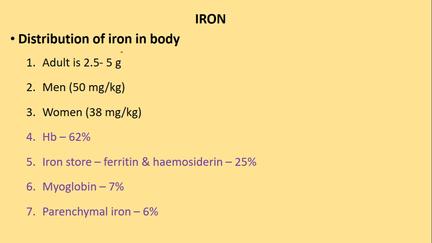So, coming to the distribution of iron in the body, the adult has 2.5 to 5 grams of iron, average of 3.5 grams, and men have more iron compared to women. Various parts of the body have different distribution of iron: hemoglobin constitutes 62% of the body iron, iron stores like ferritin and hemosiderin constitute 25%, myoglobin constitutes 7%, and parenchymal iron constitutes 6%.